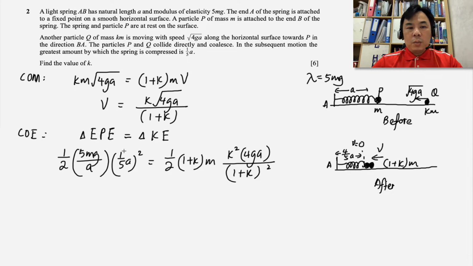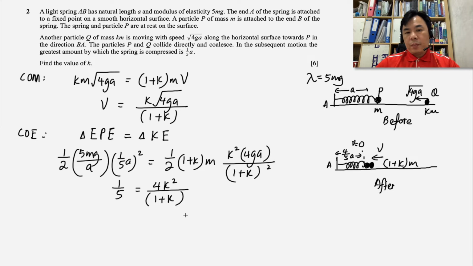I'll try to simplify this as much as possible. You will notice that the m and g and a all cancel out. The half can be removed. We will have 1/5 on the left hand side. On the right hand side, the 1 plus k has been cancelled off, and we have 4k square over 1 plus k. From here, we can finish up the quadratic equation. I think that is pretty obvious.